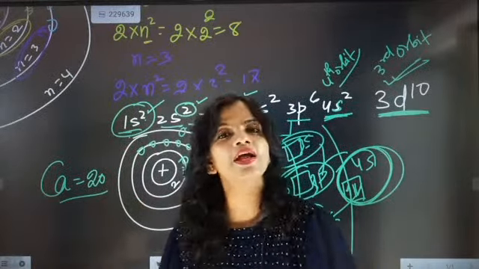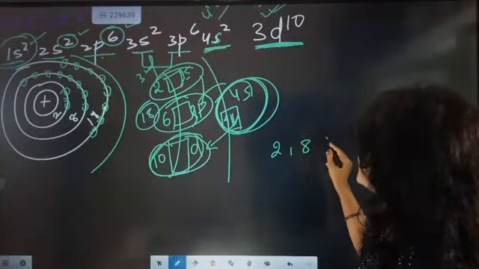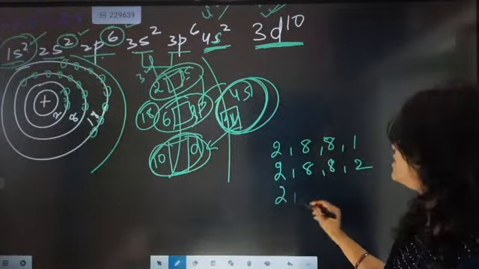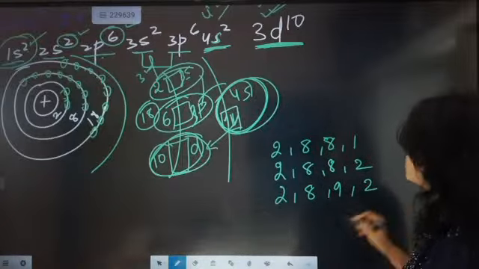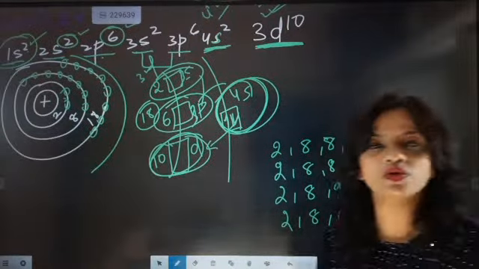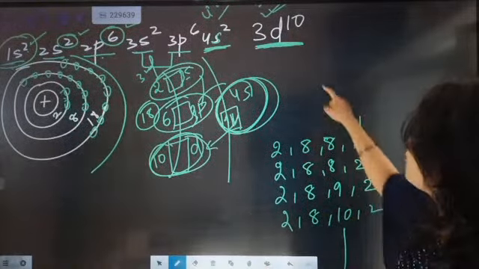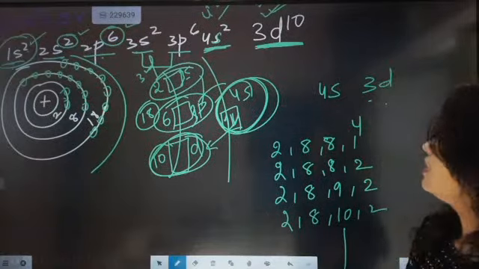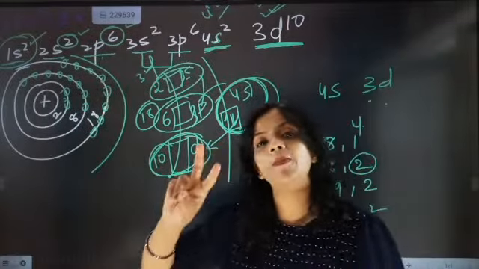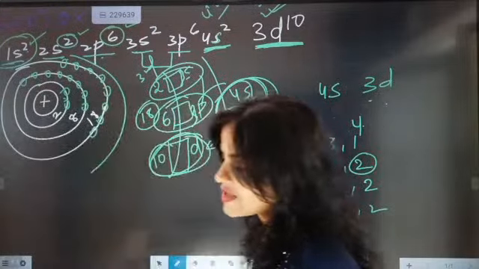2, 8, 8, 2. And after 2, 8, 8, 2, what will happen? It will start again: 2, 8, 8, 2, then 2, 8, 9, 2, then 2, 8, 10, like this, until the total of 18 is filled, it will fill exactly inside. So they went to the fourth orbit because 4s is smaller than 3d. And after filling the fourth orbit with 2 electrons, because s has the maximum capacity of 2 electrons.